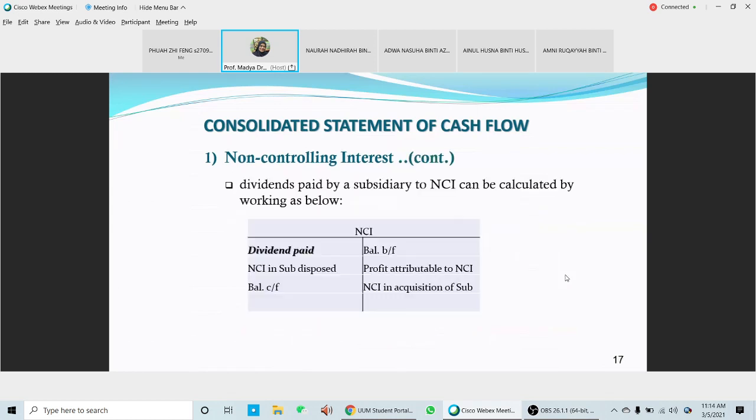Okay. So this is how we're going to find the dividend paid by the subsidiary here. It can be calculated here. So better for you to use the T accounts. In the T account, we start with the balance brought forward plus a profit plus an acquisition and then minus the NCI disposed and then the balance carried forward, and then you can find the amount of dividend paid. So to calculate how much the dividend paid is, we are using the T account. It's a simple set. So this is what you have for the NCI.